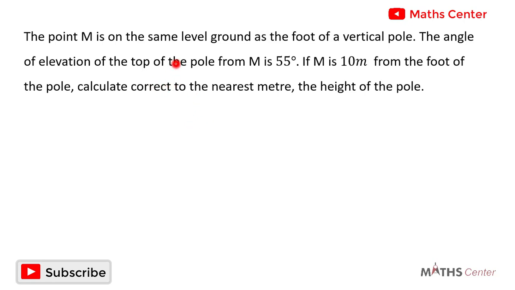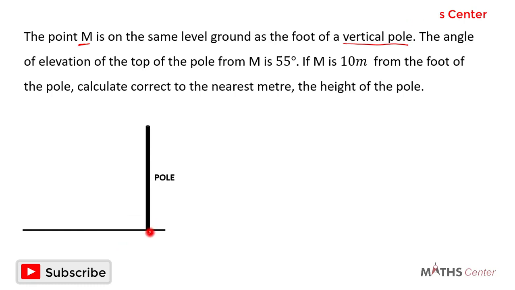The question says that there is a point M which is on the same ground level as the foot of a vertical pole. Let's assume that this is the ground and this is the pole which is on the ground. The question says the point M is on the same ground level as the foot of the vertical pole. So let's assume this is point M. It is on the same ground level as the foot of the pole.